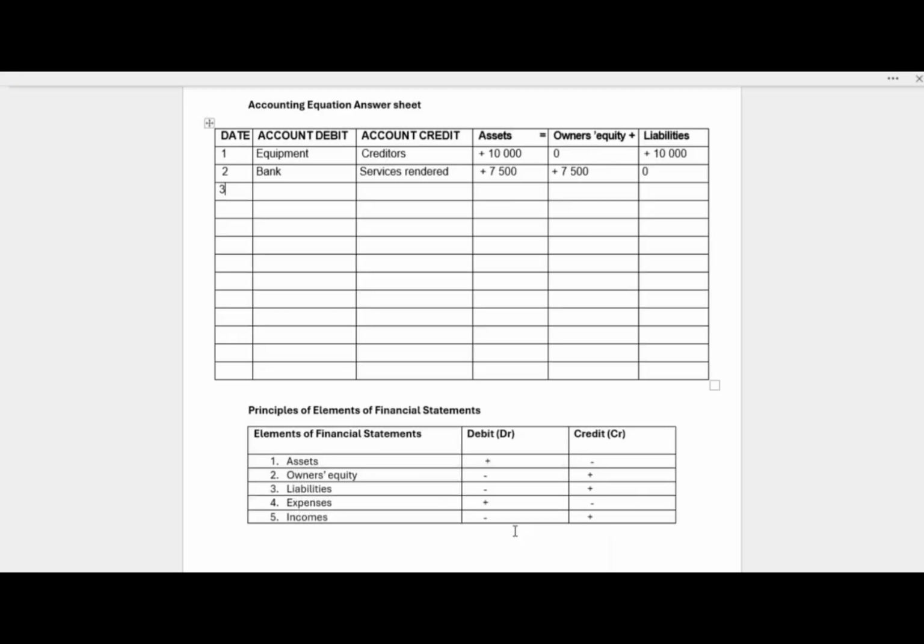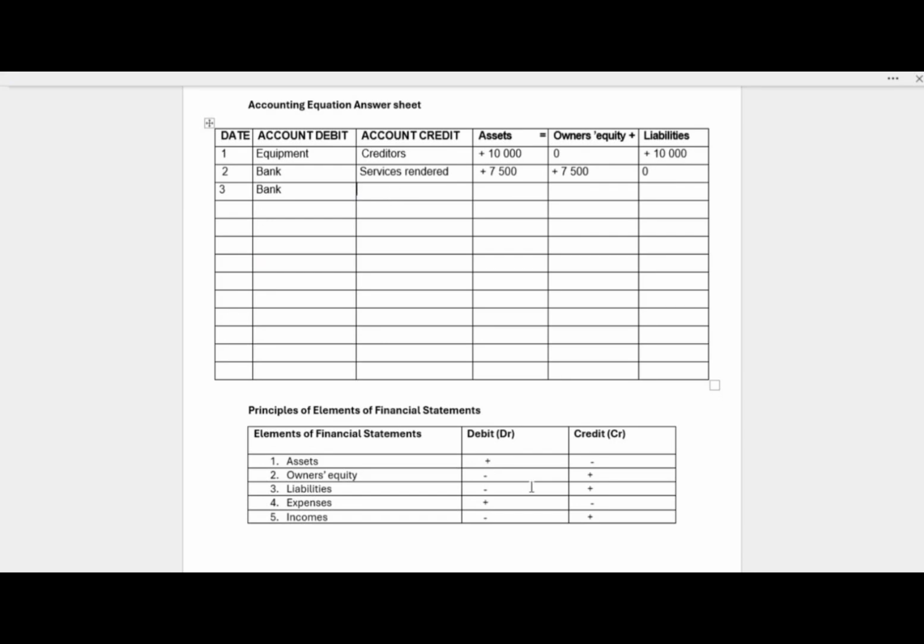So we go to our answer sheet right there. We're going to debit bank because the business has received the money. We're going to say bank. The business has received the money in a form of capital. So bank is an asset, we debit. Capital is an owner's equity account.